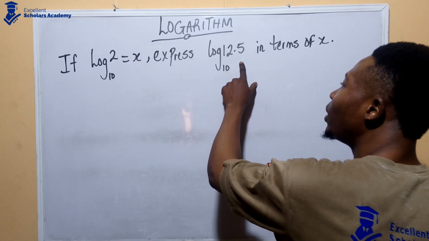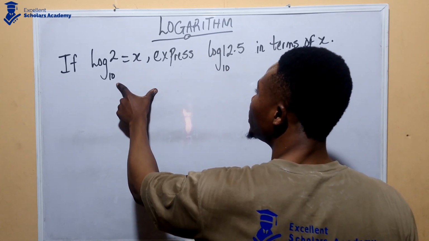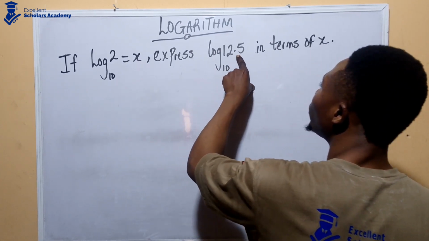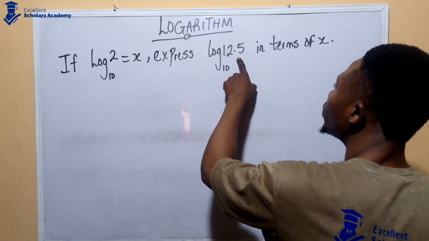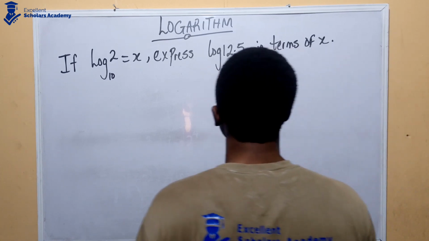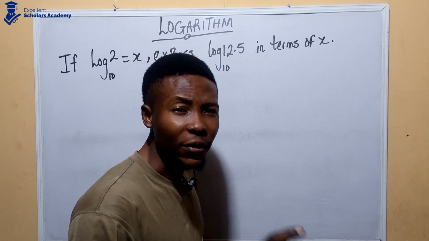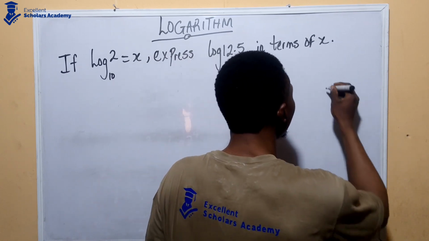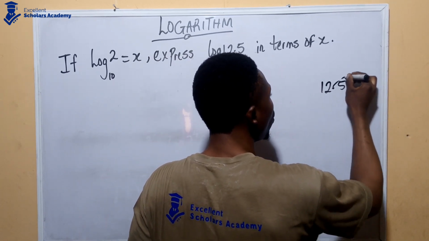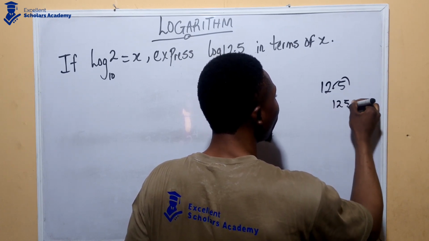Looking at this, we are given log 2 base 10 is equal to x, and we're asked to express log 12.5 base 10 in terms of x. The first thing I advise you to do is convert 12.5 to a fraction first. So we have 12.5, so just take 1. So it becomes 125 over, put your 1.